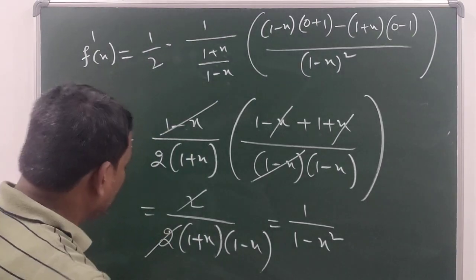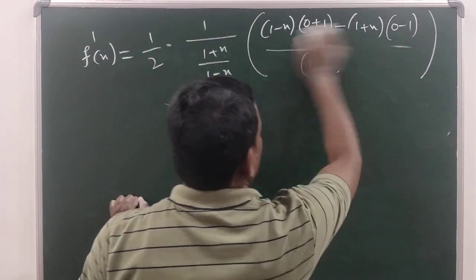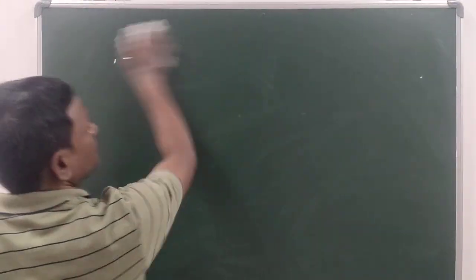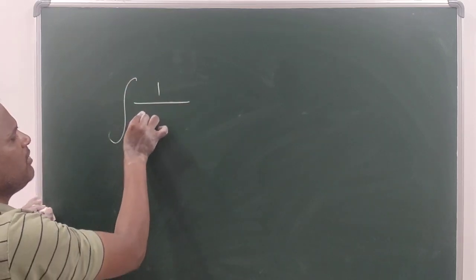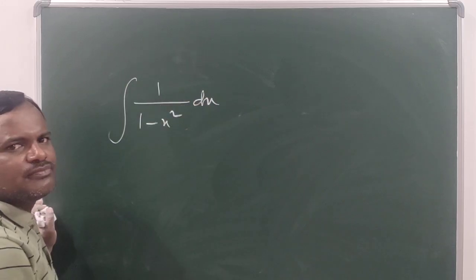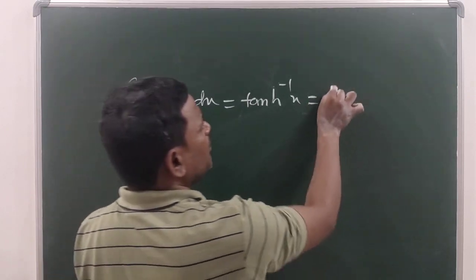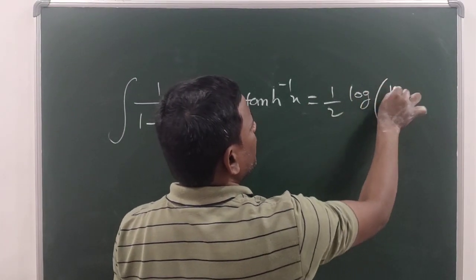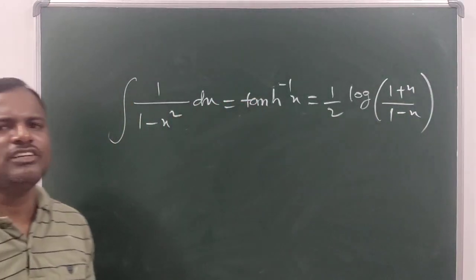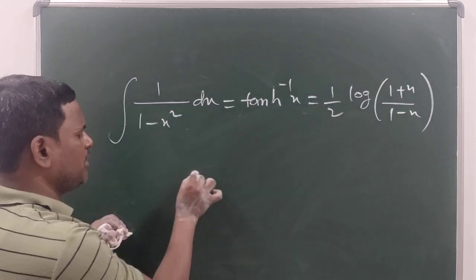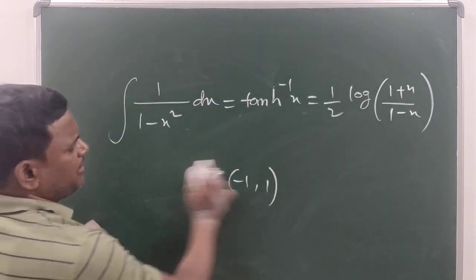Okay, right. Now, actually if you want to find its integration also, okay, so how much do you get? Integration of 1 by (1 minus x square) dx. Directly you can write tanh inverse of x. Otherwise, 1 by 2 of log (1 plus x) by (1 minus x). You can say like this. But your condition for x is minus 1 to 1. x belongs to minus 1 to 1. Okay? Right.